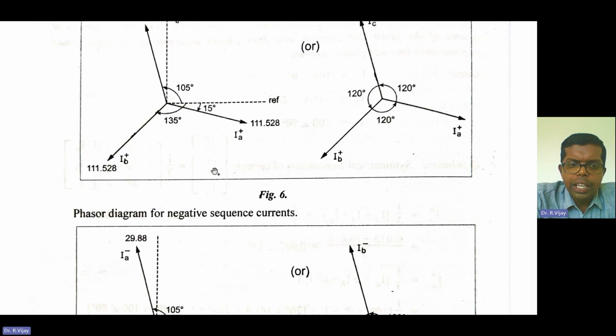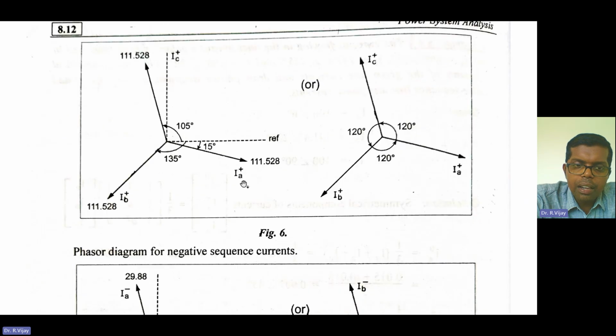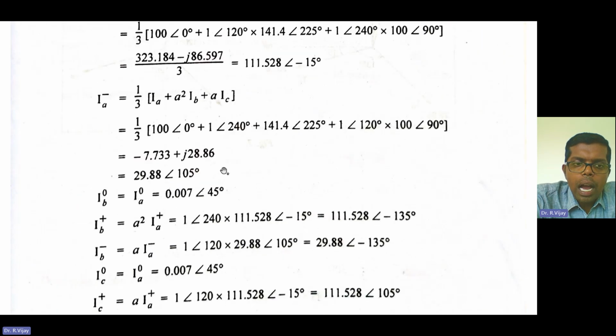Next, we need to draw the phasor diagram of negative sequence current. So normally, negative sequence current, IA negative, IB negative, IC negative. If you see the phase shift between the three phases, it is 120 degrees, 120 degrees, 120 degrees. Next, from the formula, due to the fault, how the IA negative phase shift changes, that we need to observe.